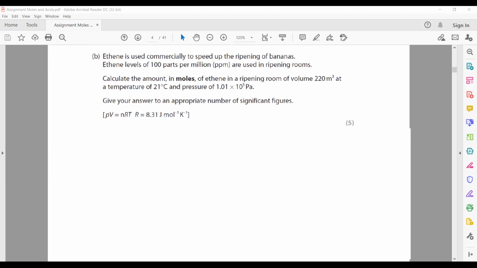So I will write the formula here. First we use PV equals nRT. The pressure is given, we have the volume, and the temperature is in degrees centigrade, so we have to add 273. So 273 plus this will be 294 Kelvin. The value of R is given, so we'll find the number of moles.